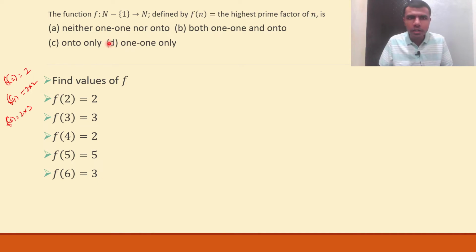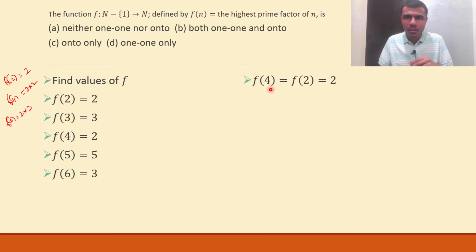Now if you observe, what is a one-one function, guys? What is a one-one function? A one-one function means for a unique input, you will get a unique output. For a unique input, you will get a unique output. That means for one input, you will get a unique output, and for a unique output, there will exist a unique input.